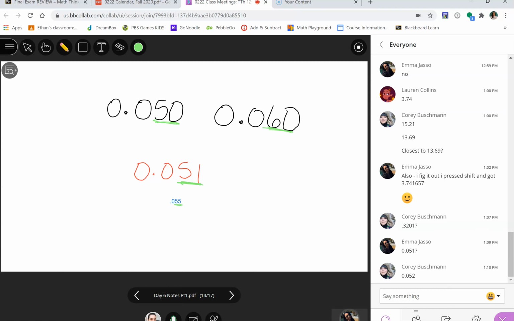And it was that trick of just adding more zeros onto the end there. And it doesn't have to be halfway between. So 0.55 is halfway between, but as long as it's between there, you're going to be safe.